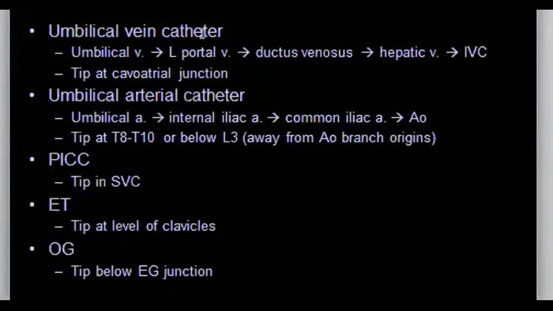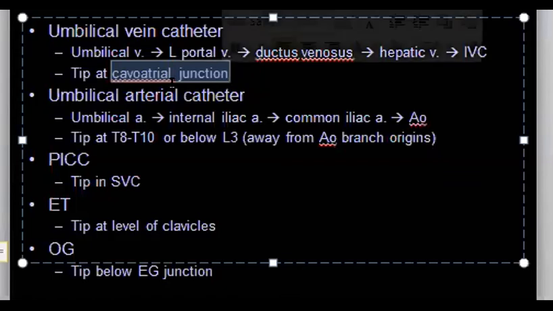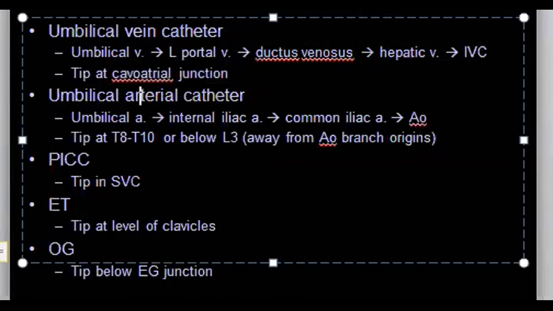Good to know about the lines as well. There is umbilical venous catheter and umbilical arterial catheter. The umbilical venous goes in the left portal vein, ductus venosus, hepatic vein, IVC, and the proper position will be the cavo-atrial junction. The arterial one goes through the internal iliac. The most important difference is that it goes down, then goes up along the internal iliac artery, then common iliac artery, then the tip either above or below: T8 to T10 or below L3 to avoid the branches of the aorta.